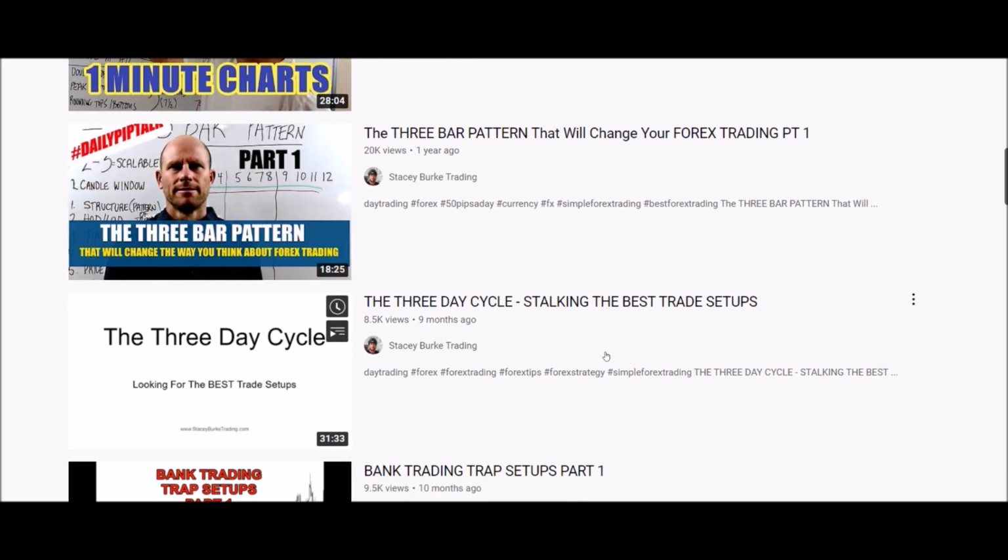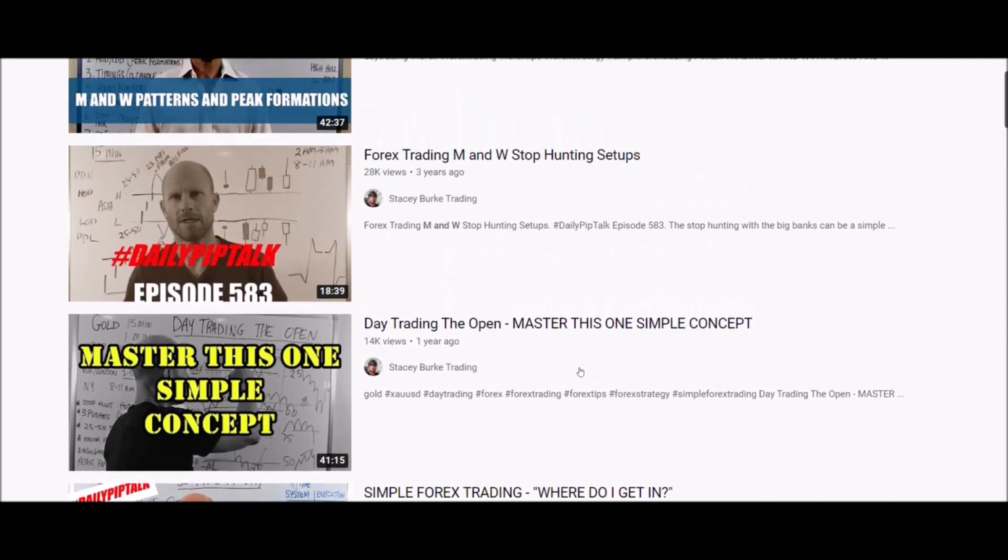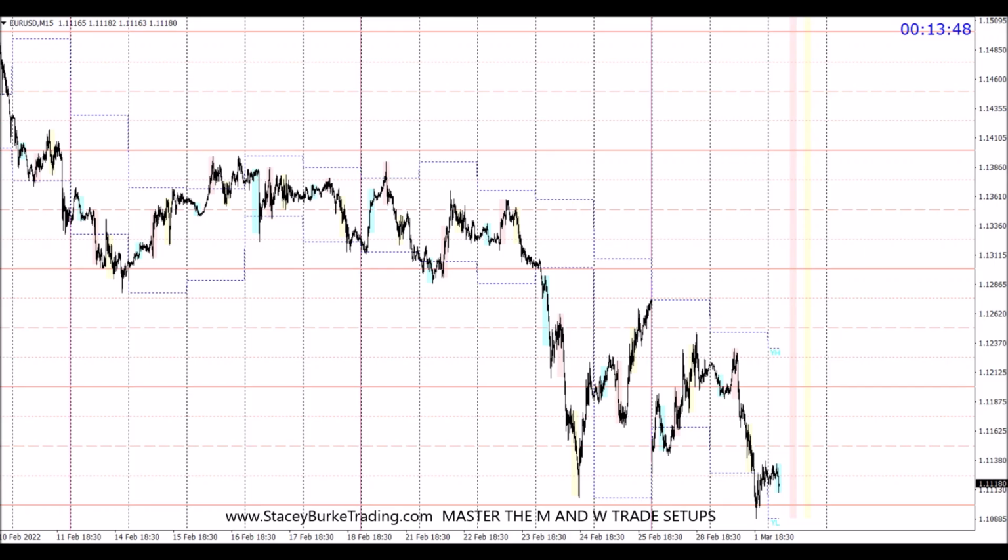We talked about the 3-day cycle. All of this ties in together, so we'll take a look at that. We'll go through some specific examples, and the one concept I'm trying to hammer home is knowing the timings and the setups.